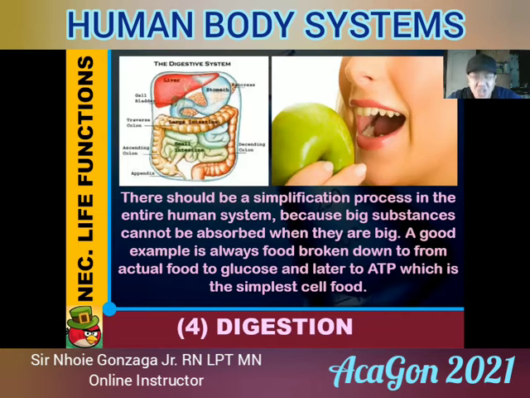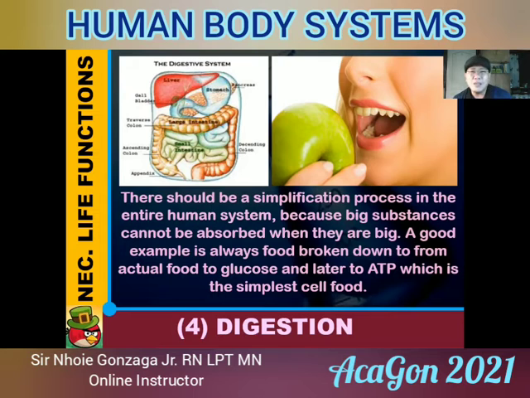Number 4, digestion. There should be a simplification process in the entire human system because big substances cannot be absorbed when they are big. A good example is always food broken down to form actual food to glucose and later to ATP, which is the simplest food of the cell. Let us make this easier. Can you imagine skyflakes going inside your blood vessels? Well, it will destroy and tear down your blood vessels because skyflakes is not needed there.